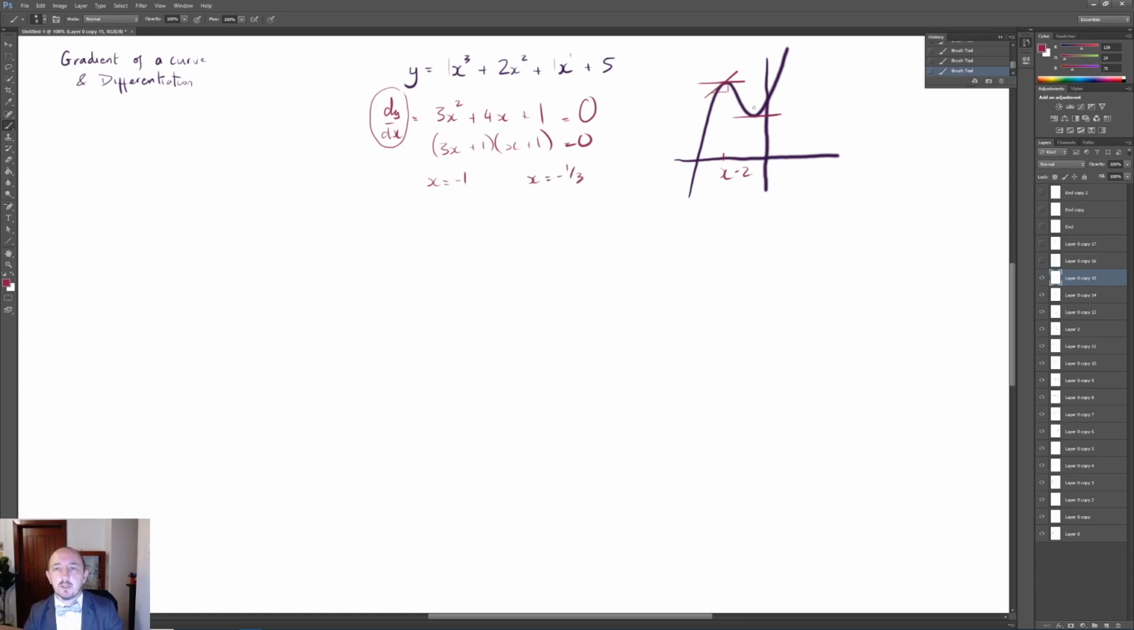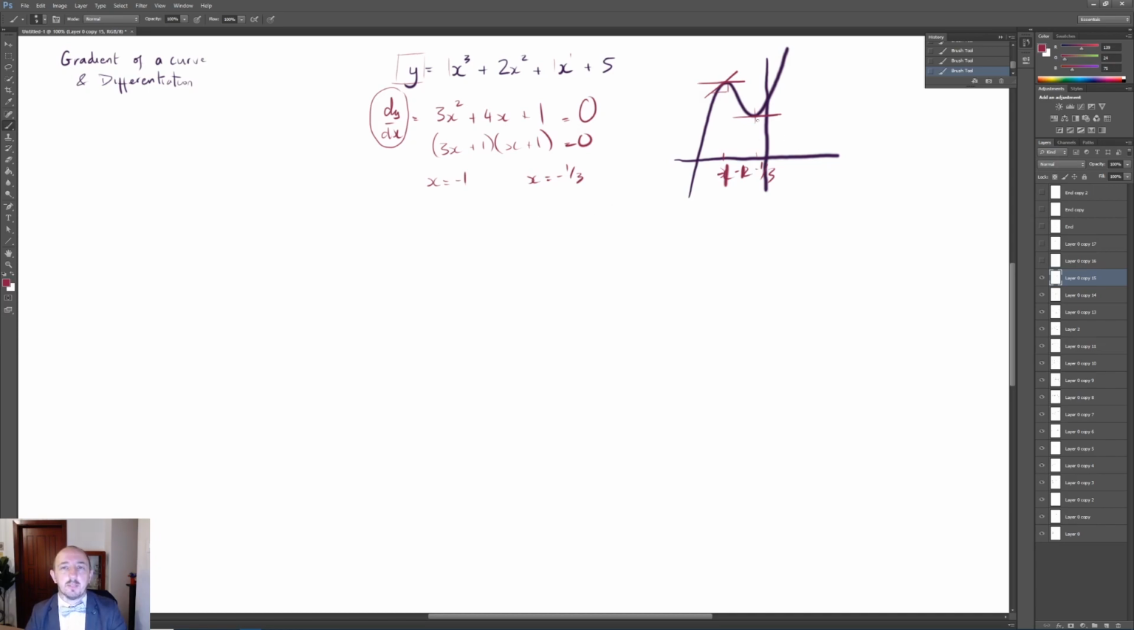So you can see that this one here, this is -1/3, and this one is actually at -1. So this is -1 for our coordinate here. If we wanted to find the y coordinates of this, we would substitute -1/3 or -1 into our original y equals, not the differentiated one, because you'll just get 0 again, into the y equals, and that will tell you the y coordinates of this. Okay?